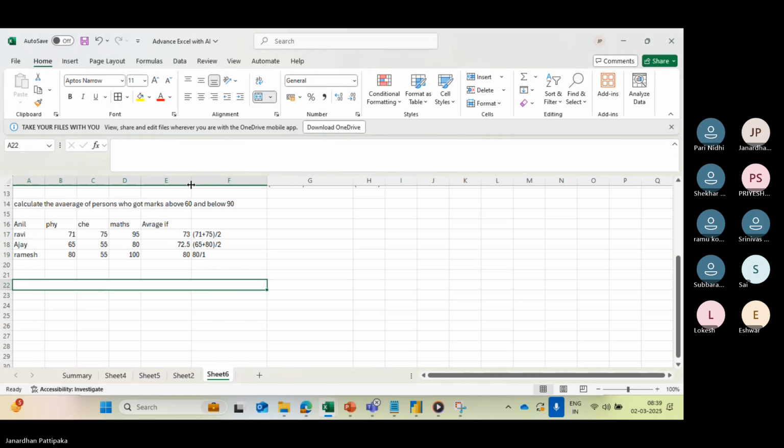So now my requirement is: if the average value is 70 or above, I want to put this candidate as extraordinary.